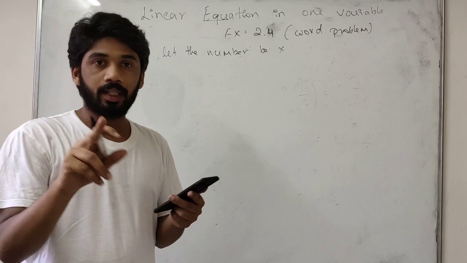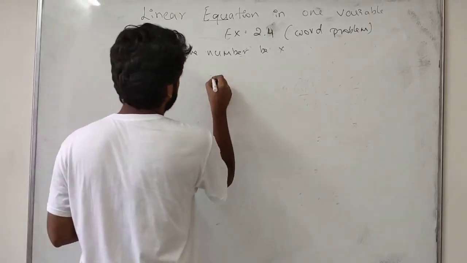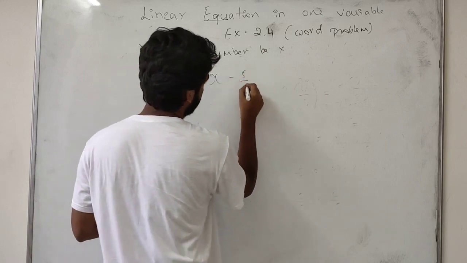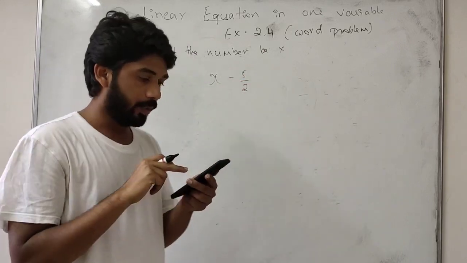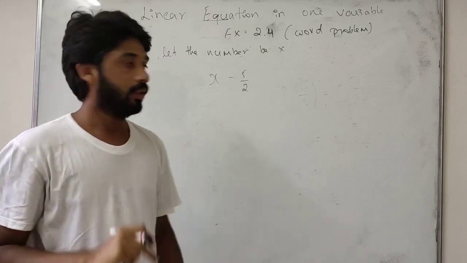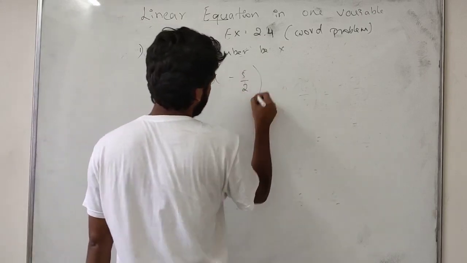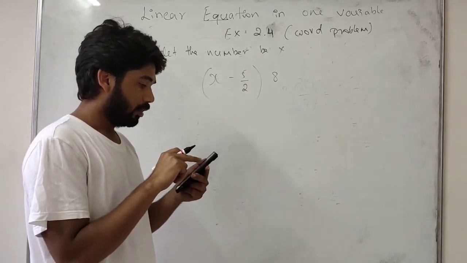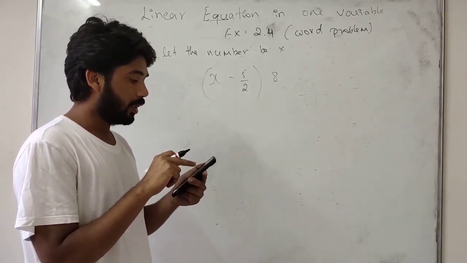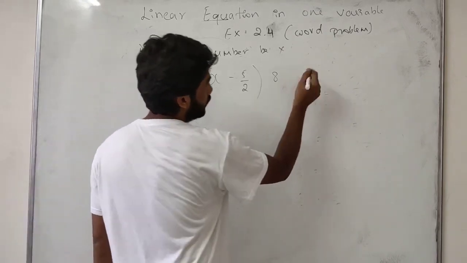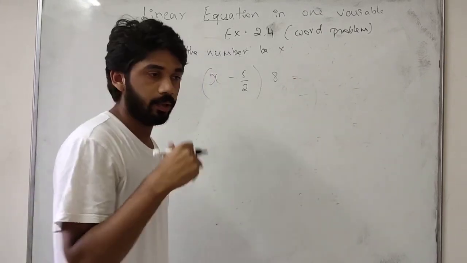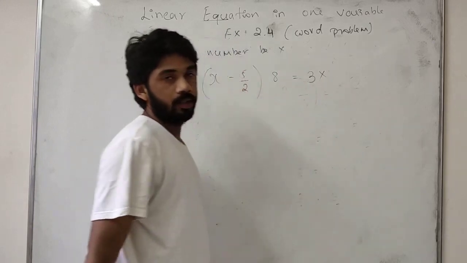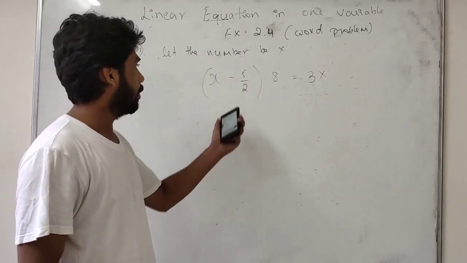Amina thinks of x and subtracts 5 by 2, which means x minus 5 by 2. She multiplied the result by 8, which means we have to multiply this by 8. The result now obtained is 3 times the same number, so the result is equal to 3x. Then find the number. What is the number?